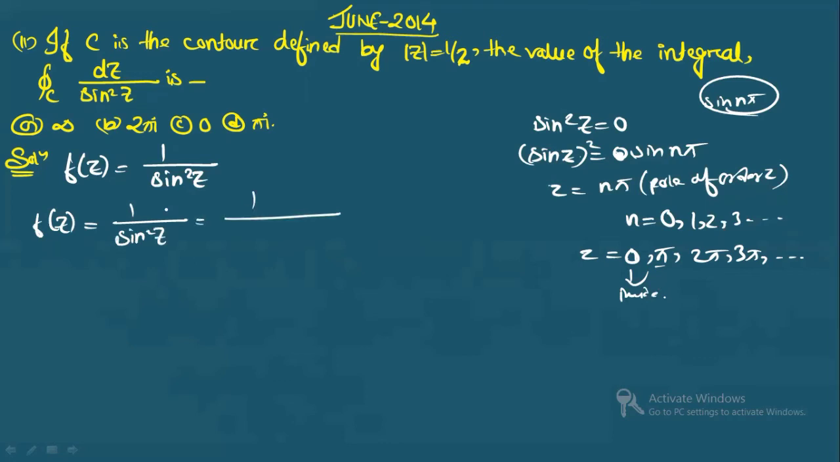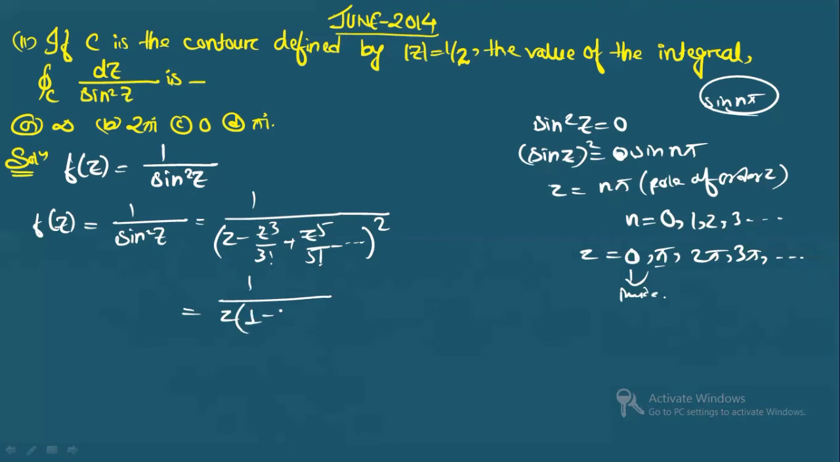So you can write it as: the series expansion of sine z is z minus z cube by factorial 3 plus z to the power 5 by factorial 5 minus and so on, whole square. Clear? Now, do you find the coefficient of 1 by z? One more step I'm doing here. If I take z outside, it will become z square.